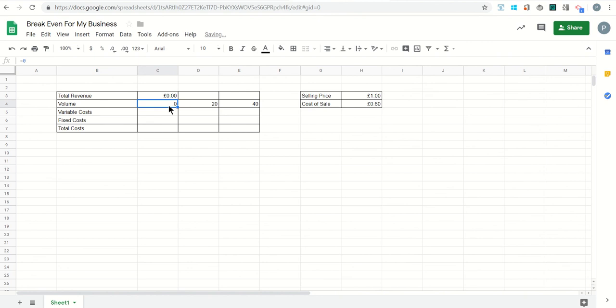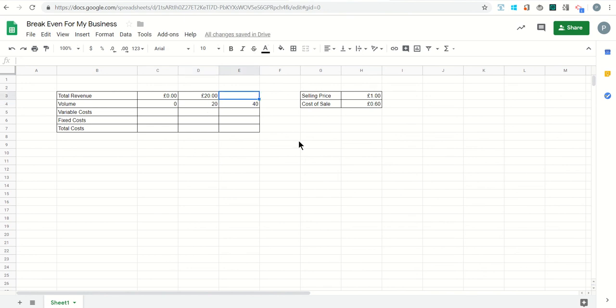And as you notice, selling none of these products at £1 each gives me £0 because I'm not selling anything. If I do it again though, equals the selling price multiplied by the volume, press enter, I'm now making £20 because I'm selling them at £1 and I'm selling 20.